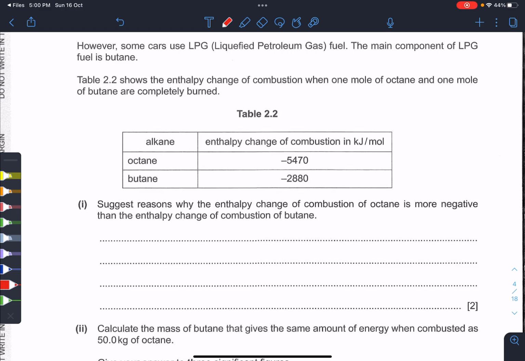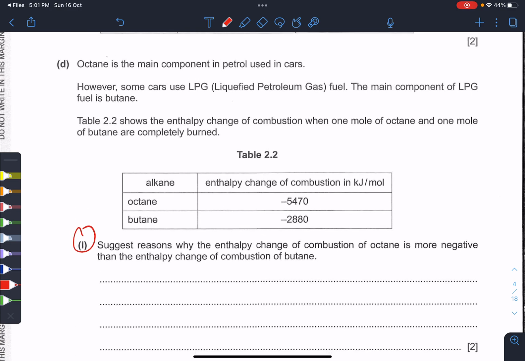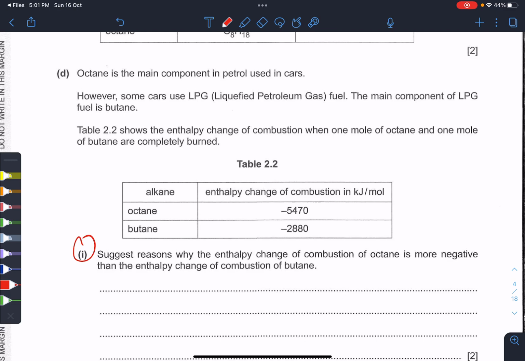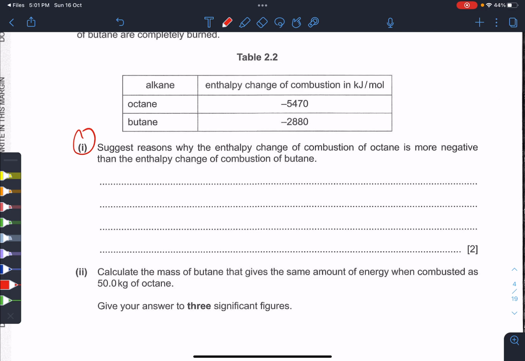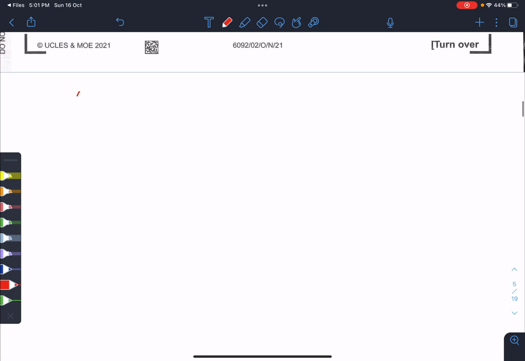Enthalpy change of combustion of octane is more negative. This is a big problem. The general issue you have is that you mention something about more bonds, more of this. It's very vague. So I'm going to use a separate page to elaborate on this. We have octane versus butane. Octane is C8H18 and butane is C4H10. Let me break it down for you so you understand what's happening. C8H18 is drawn this way, 2, 4, 6, 8.